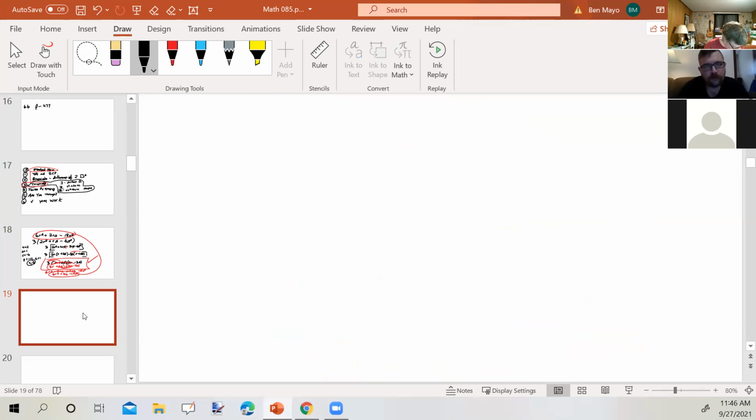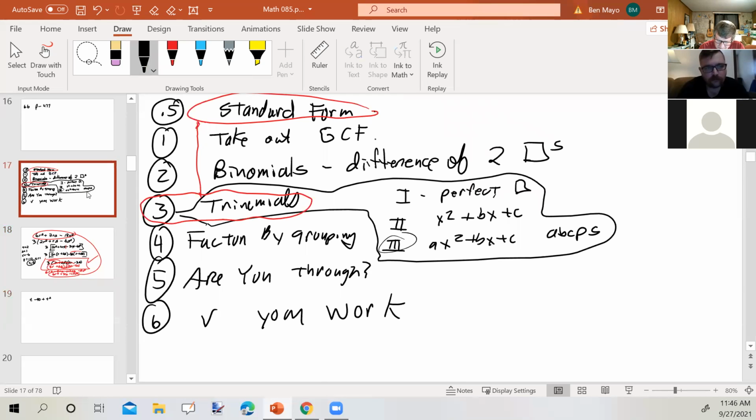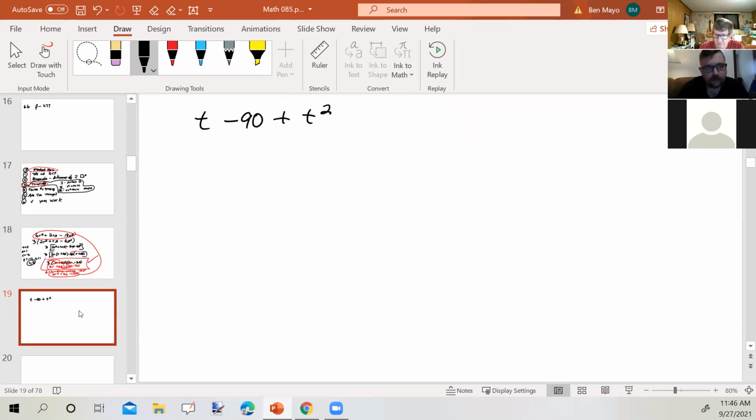How about this one? T minus 90 plus t squared. Well, this is a trinomial. Is it in standard form? No, it's not. So let's put it in standard form. T squared plus t minus 90.